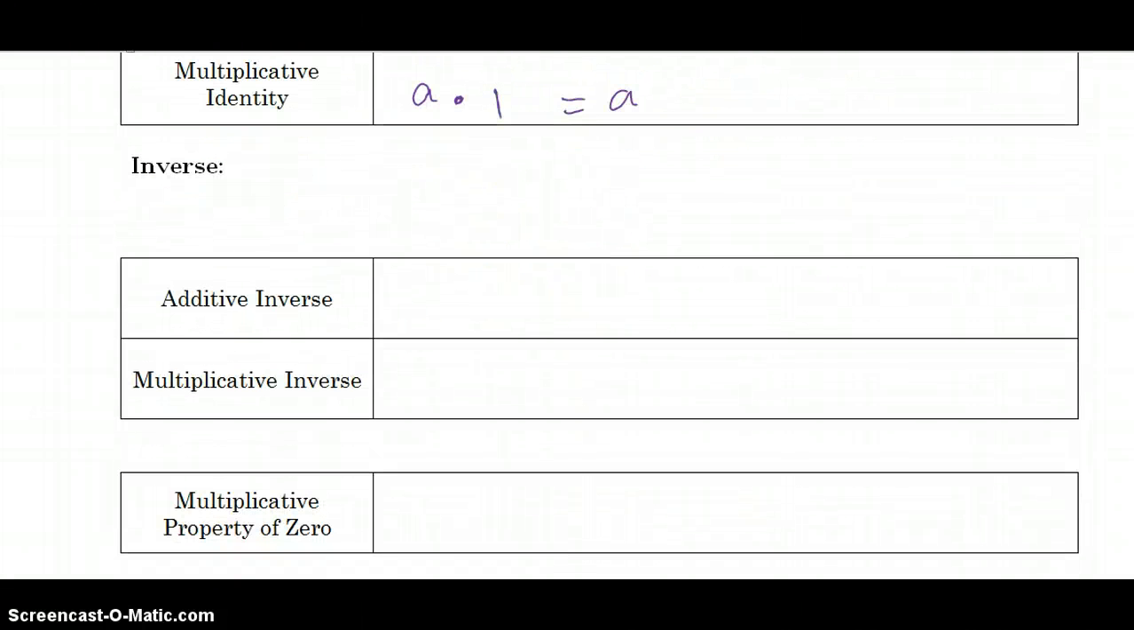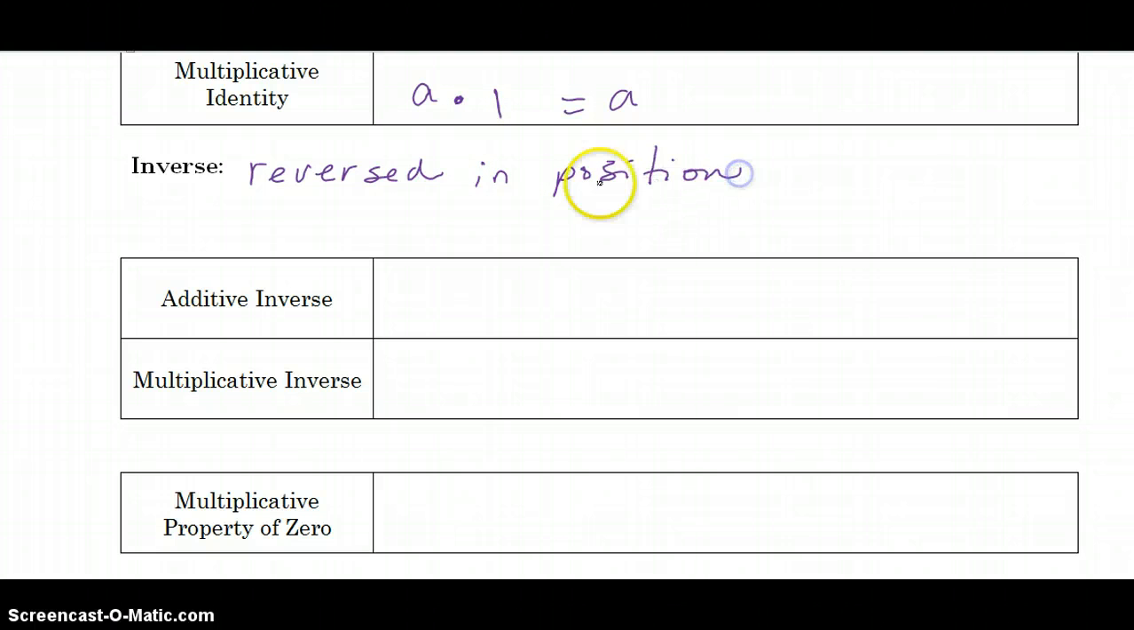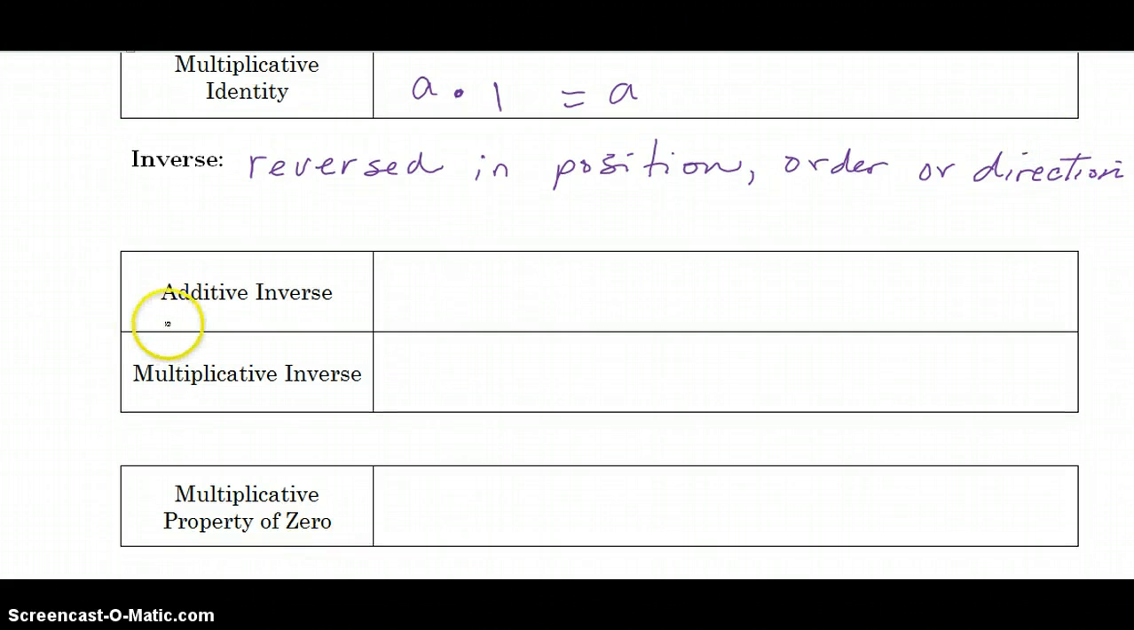All right, next we're going to talk about some inverse properties. Inverse means it's reversed, kind of like our classroom. It's reversed in position or order. Us doing the flipped classroom, we're reversing the order, or even the direction. Okay, so let's start with the additive inverse. If I have A, what is the opposite or the reverse of A? That would be negative A, and it's the additive inverse.